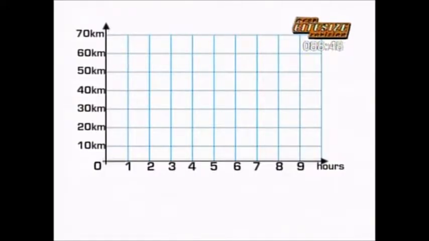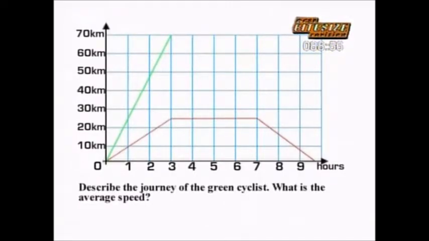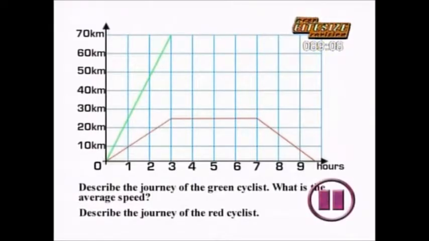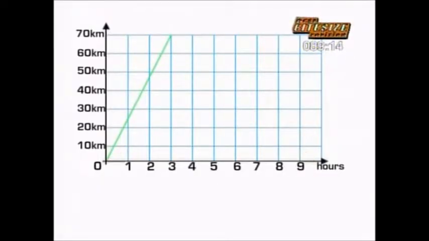Here's a question about interpreting a time and distance graph of two cyclists, green and red. Describe the journey represented by the green line. What average speed was it travelling at? Describe the journey of the red cyclist. How did you get on?